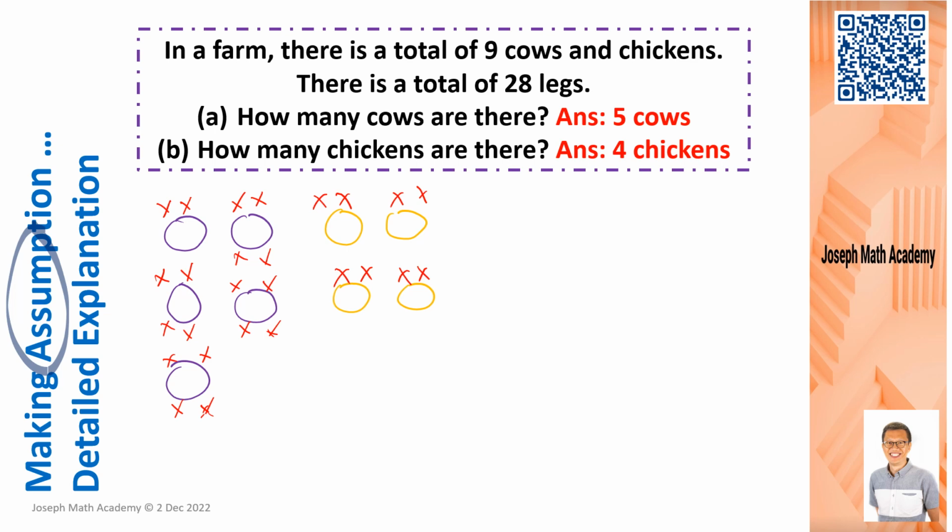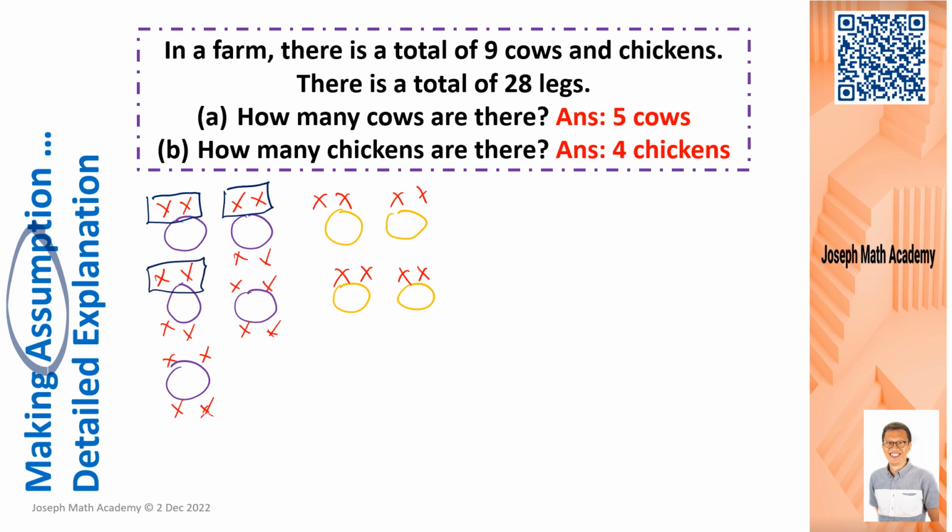Assuming, pretending, supposing. So, if we assume all the animals, the 9 animals, are chickens. For my case, I'm going to do it that way. So that means what happened? The cows will have to pretend that they are two-legged animals. So the cows are two-legged. So they are hiding 2 legs each.